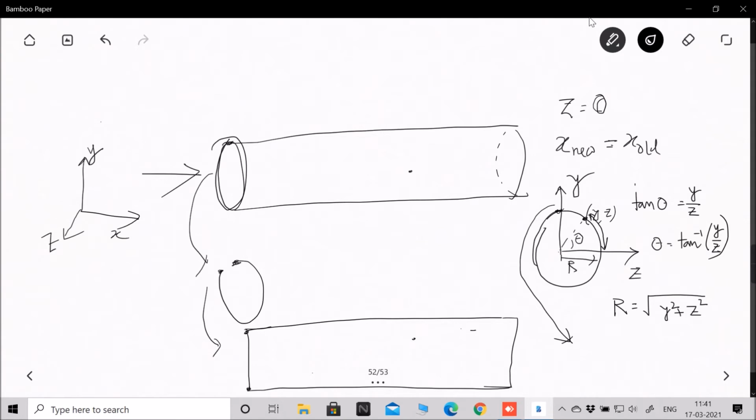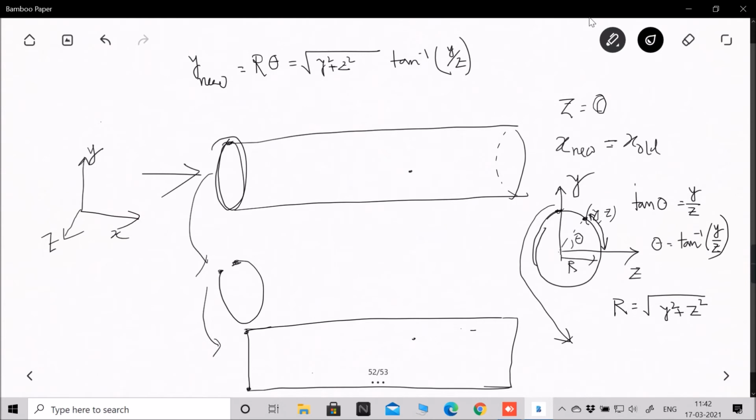So in simple sense, the new y coordinate of the new rectangular sheet will be r into theta, basically. So this is square root of y square plus z square into tan inverse y by z. So this is the transformation of the y coordinate from a point on the cylindrical surface to a point on the rectangular surface.